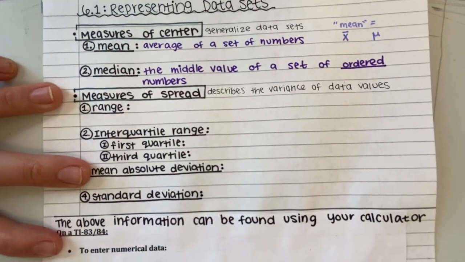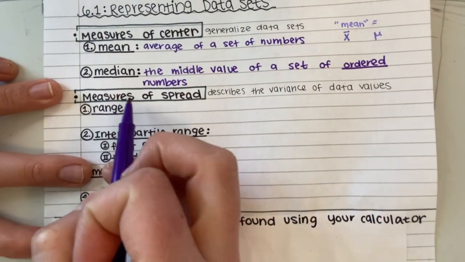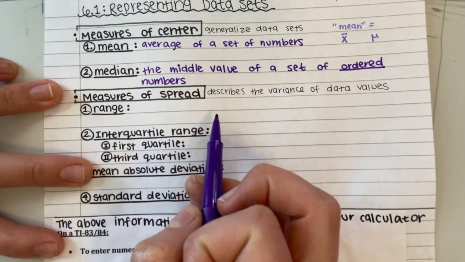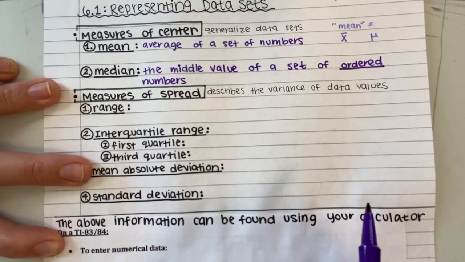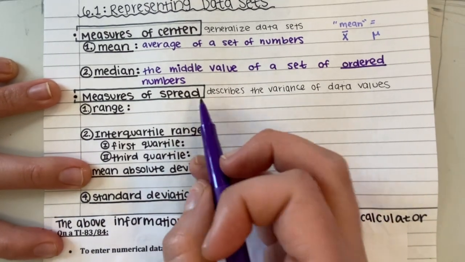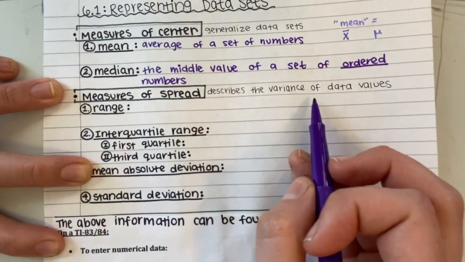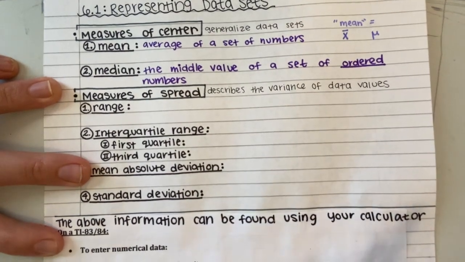Another way we can describe data sets is the measures of spread. So how much does each data value vary from the others? So we're just saying it describes the variance of data values. So how different are they from each other?